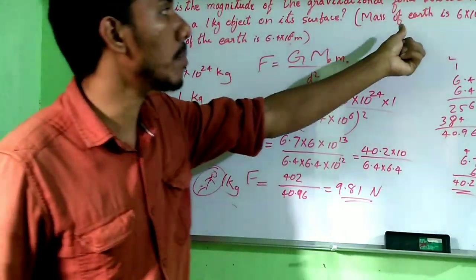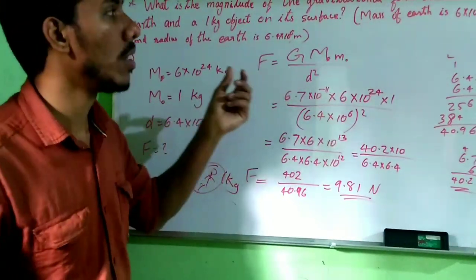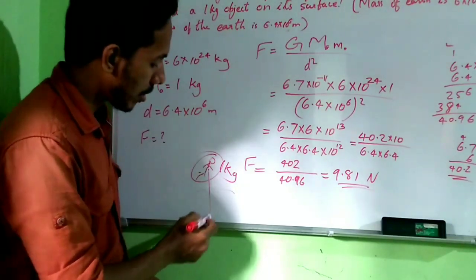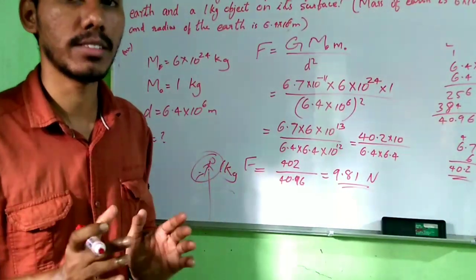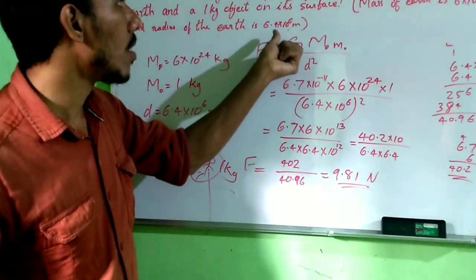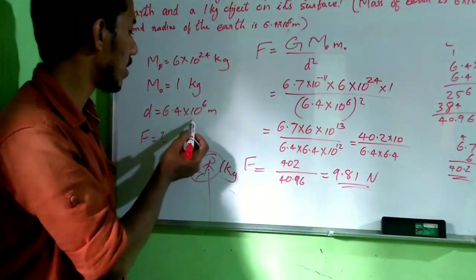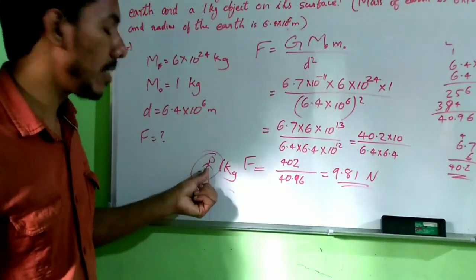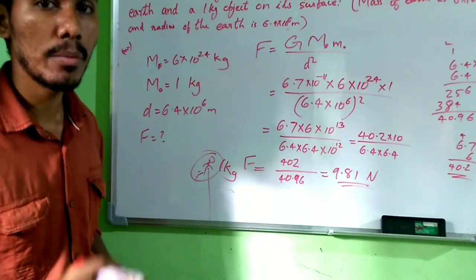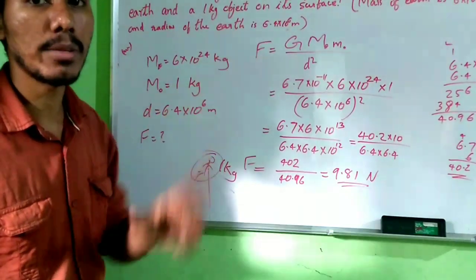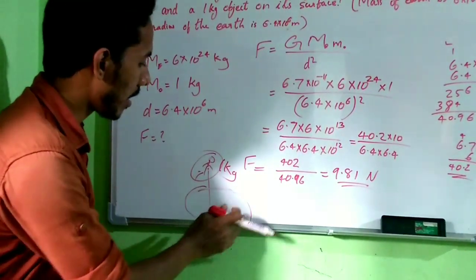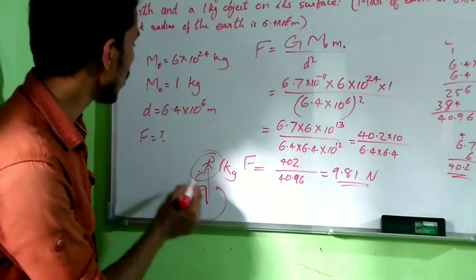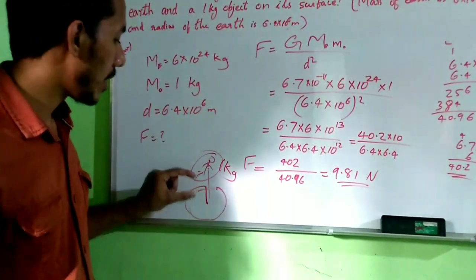Okay, what are the given quantities? Mass of the earth is 6 into 10 raised to 24 kilogram, and the radius of the earth. We calculate the distance from this position to the center of the earth. So, the radius of the earth is the distance: 6.4 into 10 raised to 6. Actually, this object is placed on the surface of the earth, but the distance is calculated from the center of the earth to that point. So this is equal to 6.4 into 10 raised to 6 meter. That is the radius of the earth.